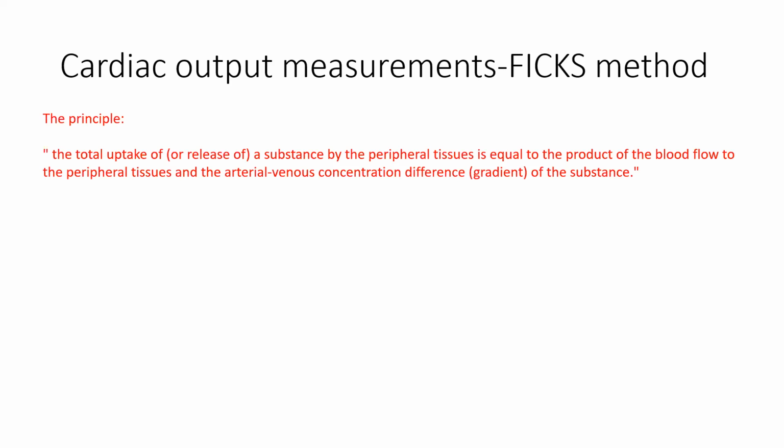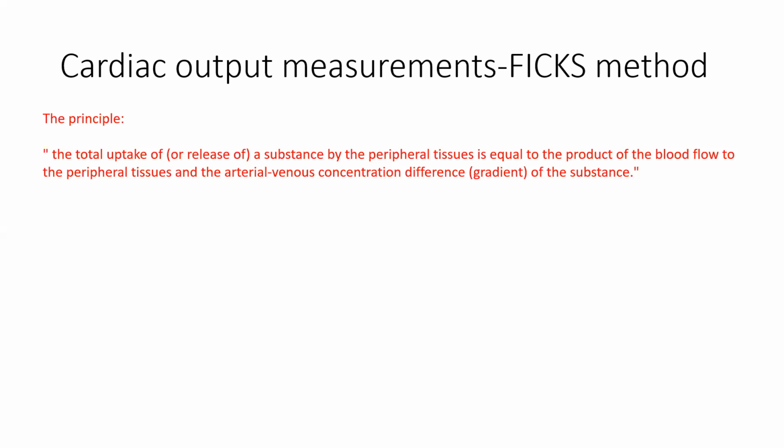So what is the principle of Fick? The principle is the total uptake or release of a substance by the peripheral tissues. Okay, the peripheral tissue usually we say is the lung. It can be other things, but because we are measuring from catheterization, we say the lung. It is equal to the product of the blood flow to the peripheral tissue.